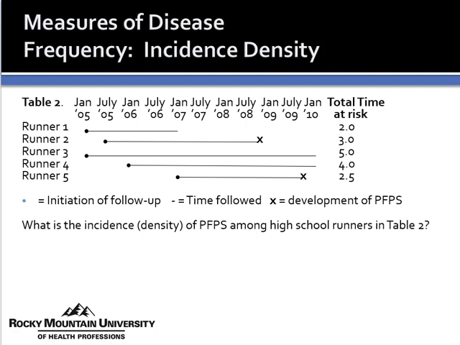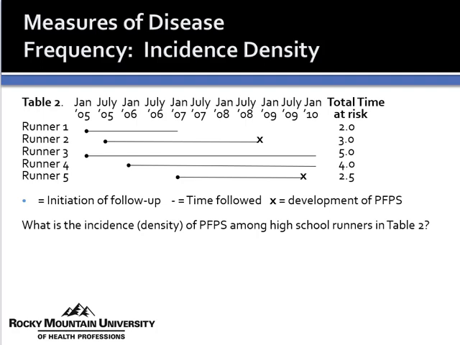So what we see now, so what do we see that's different here? We see a total time at risk. And so this is accounting for the potential exposures, gives us a more precise incidence.